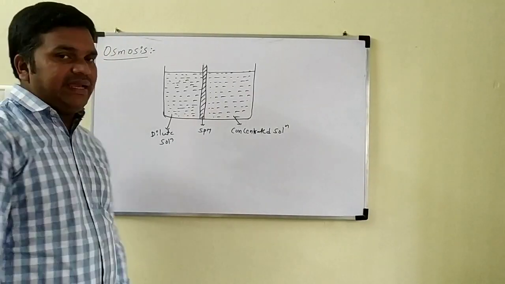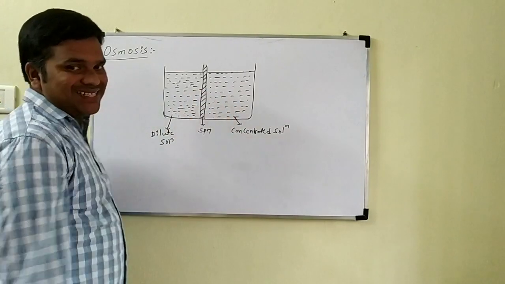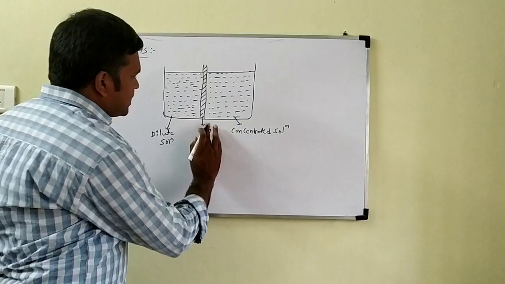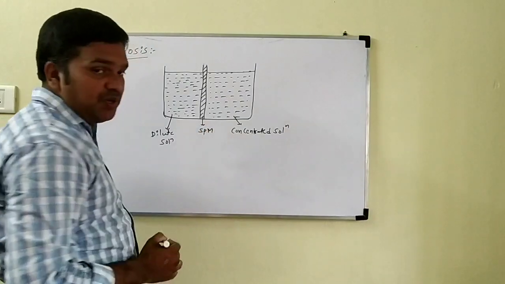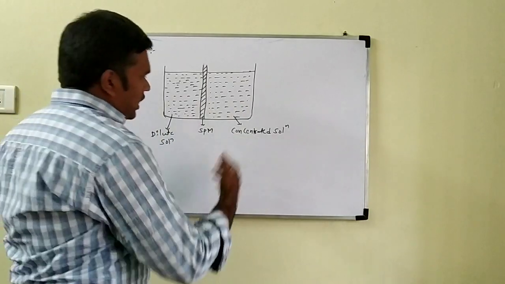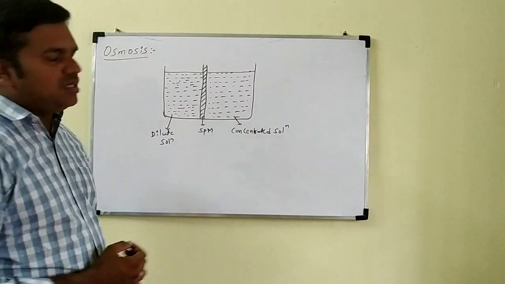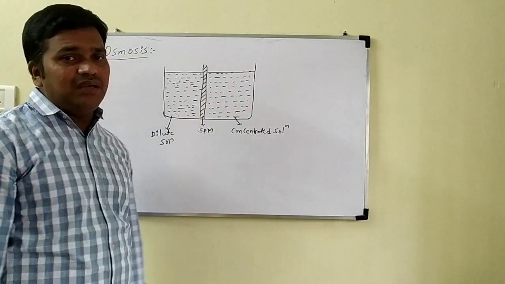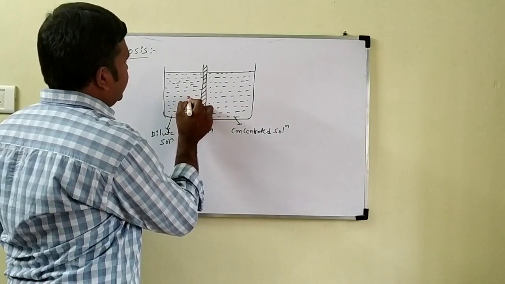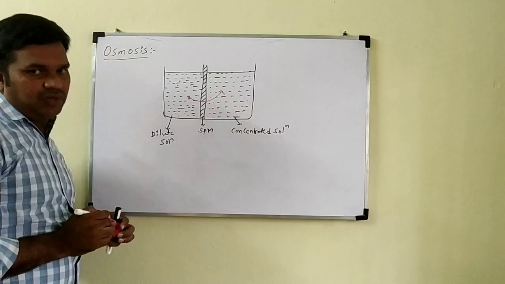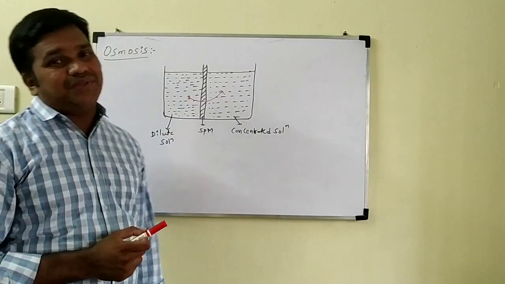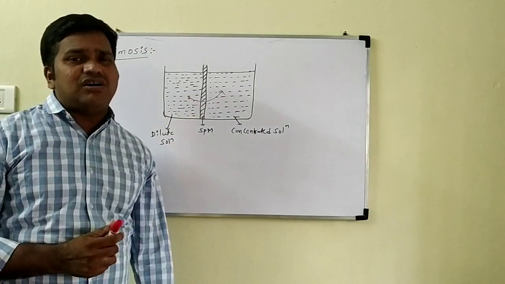Now we can see this diagram. I wrote two containers, separated by an SPM, a semi-permeable membrane. On one side of the vessel we have a dilute solution, and on the other side we have a concentrated solution. These two solutions are separated by the semi-permeable membrane. Now we can see solvent particles flow from the dilute solution to the concentrated solution through the semi-permeable membrane.